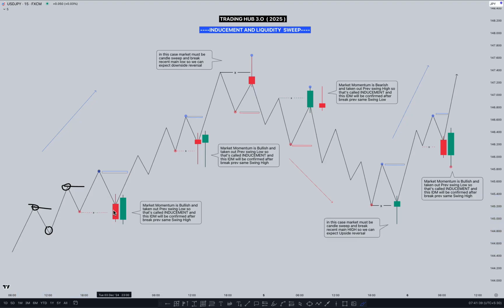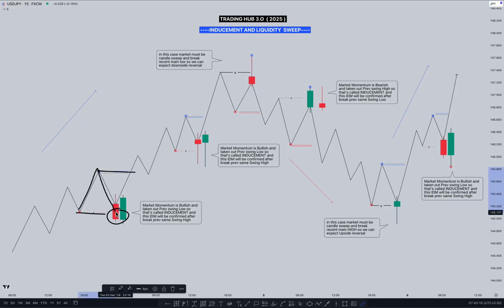Okay, and the simple thing here is, if anybody is buying on a breakout, they put the stop loss just below it. That's why the market came back to the downside to take out this liquidity, and that's called inducement, and then the market went up. But this inducement is not confirmed yet. So generally when the market breaks the previous low, that's called inducement. And this inducement is only confirmed when the market breaks the previous recent high.